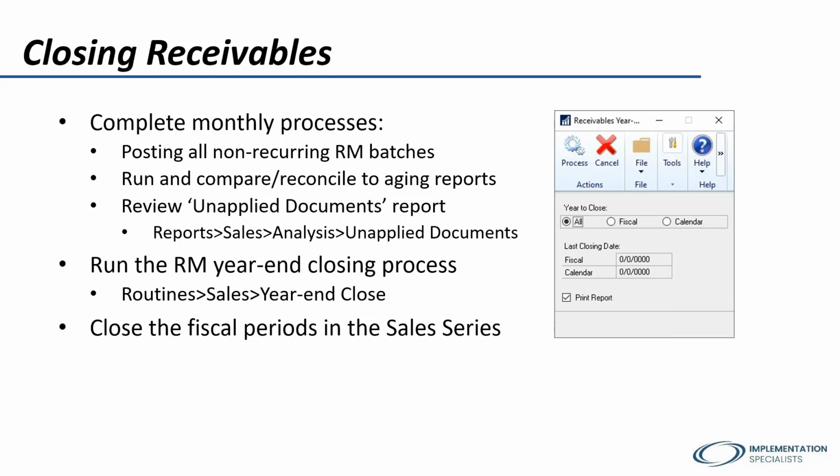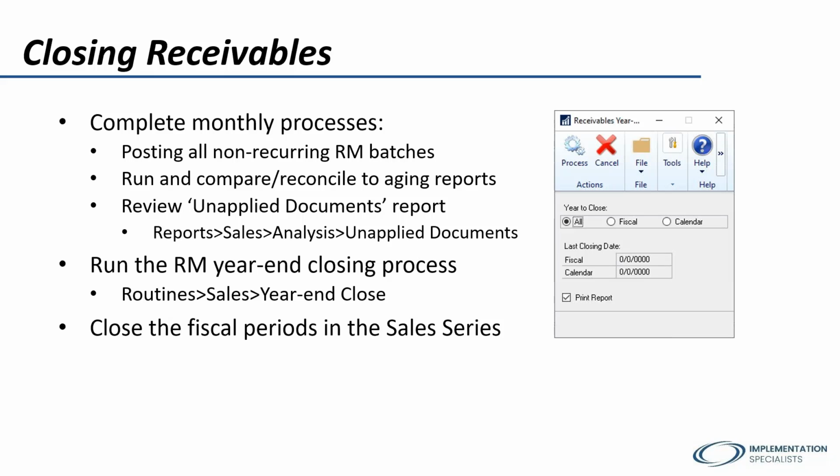All right, we do recommend completing your month-end processes by posting all of your recurring receivables management batches, reconciling your agent reports, and reviewing your unapplied documents report. We do suggest that if you can apply any documents in receivables that is reasonable, go ahead and do so. A lot of times you'll have customers who hang out there with 0 balances, and it's just because there are 2 documents that need to be applied.